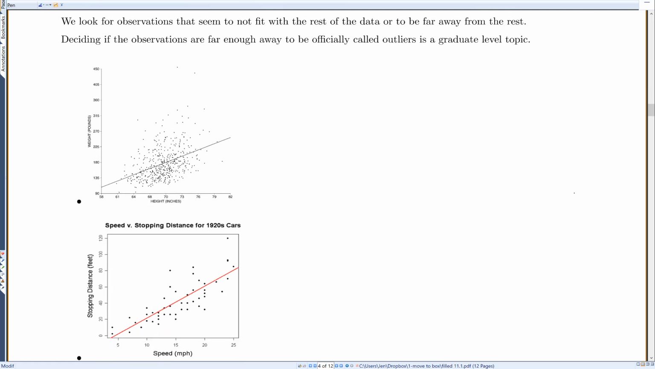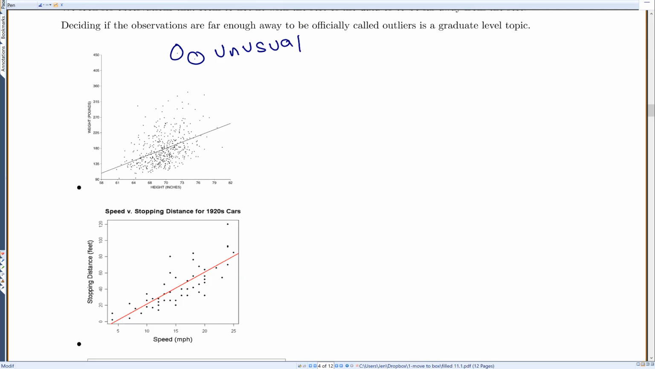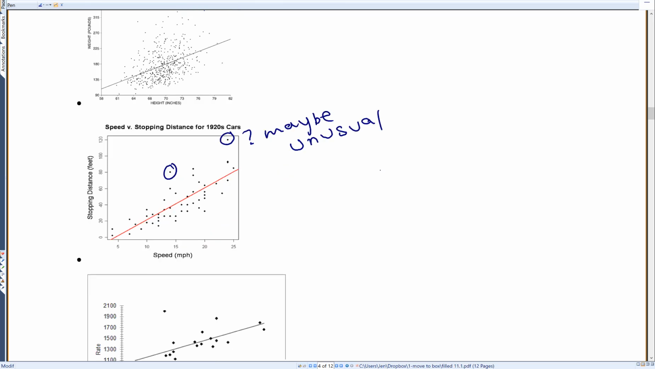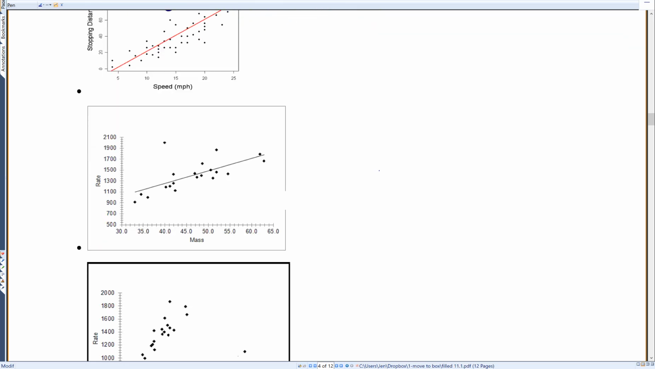So looking at these different examples, here's a bunch of my points. Do you notice these two points up here? I would say that these are definitely going to be unusual. Probably even going to be outliers, but we're not going to really teach you how to tell for sure. Looking at this one, I feel like maybe they're fine. I mean, maybe these ones are unusual. They don't look as bad as the ones up here, so maybe they're unusual. We'd really have to know more to be able to tell for sure.